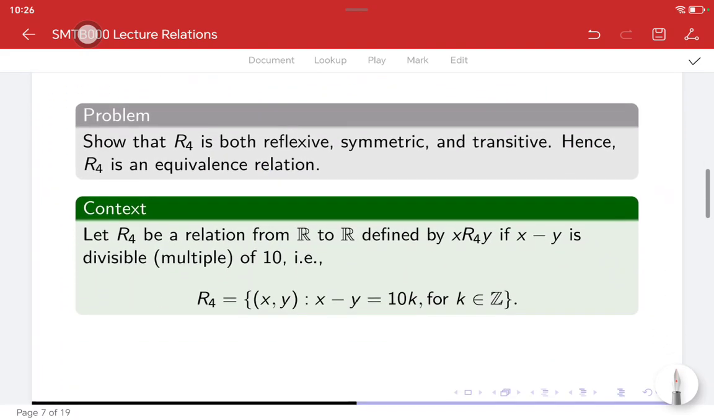Sometimes they won't tell you that it's written like this. You must just know that when they say that it is divisible by 10, they're trying to say that X minus Y is equal to 10K. You say, right? So now you define what K is. K is an element of the integers. So you must know this statement by heart.